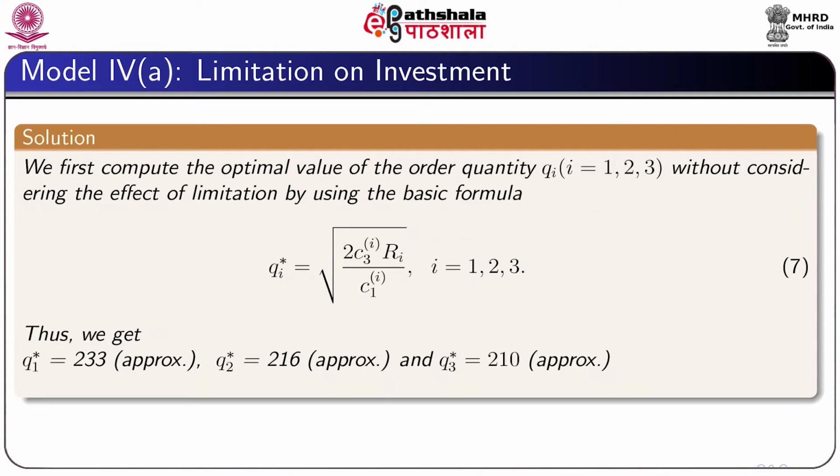First, we compute the optimal value of the order quantity qi without considering the effect of limitation by using the basic formula, which is qi star equal to root over 2 C3i Ri by C1i, where i varies from 1 to 3. So, using this formula, we can get the optimal order quantities q1 star equal to 233, q2 star equal to 216 and q3 star equal to 210 approximately.